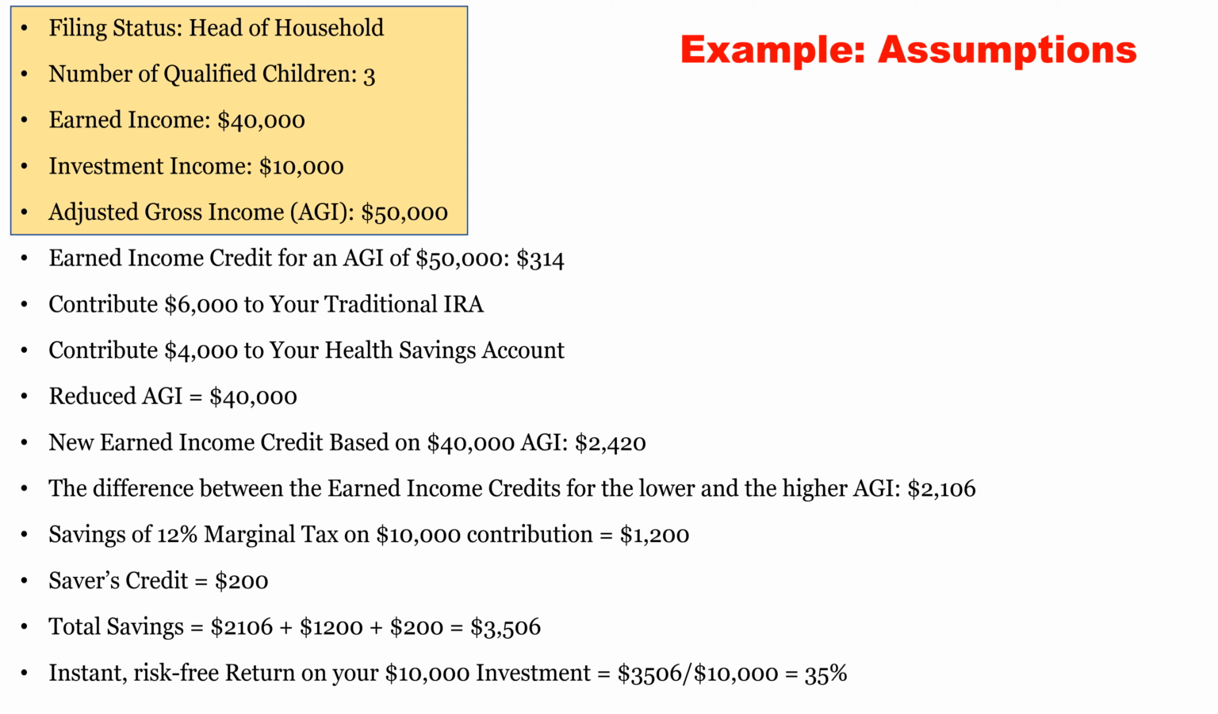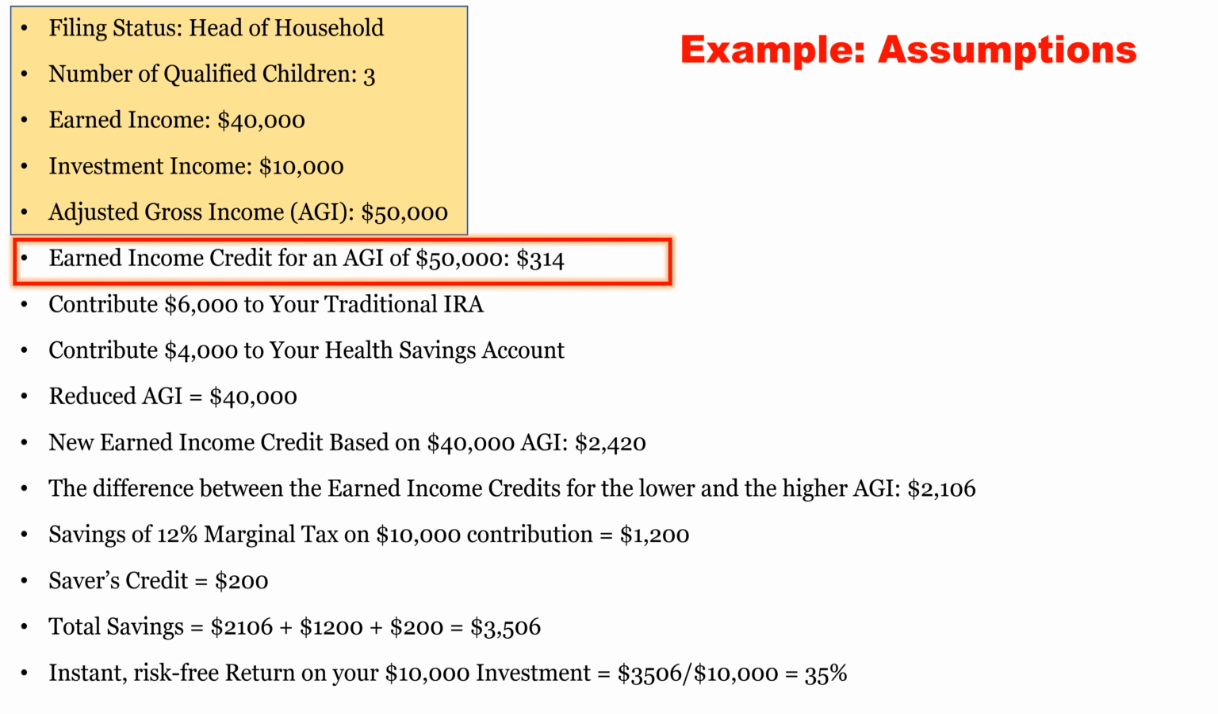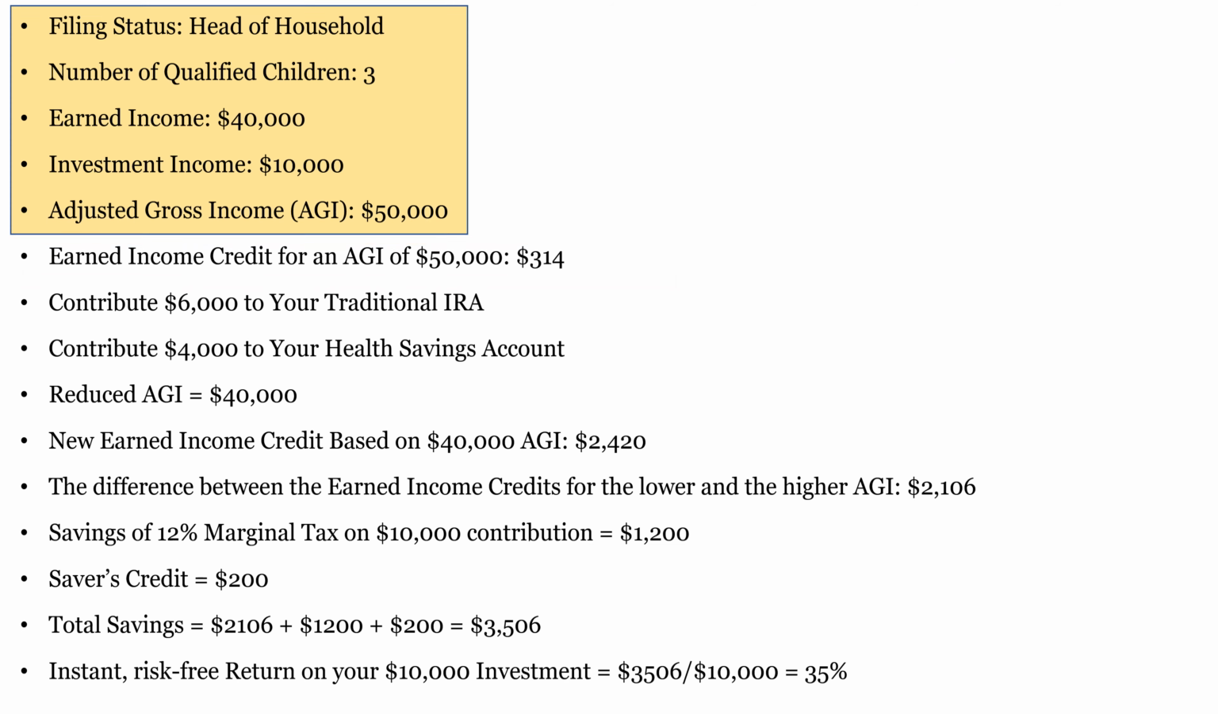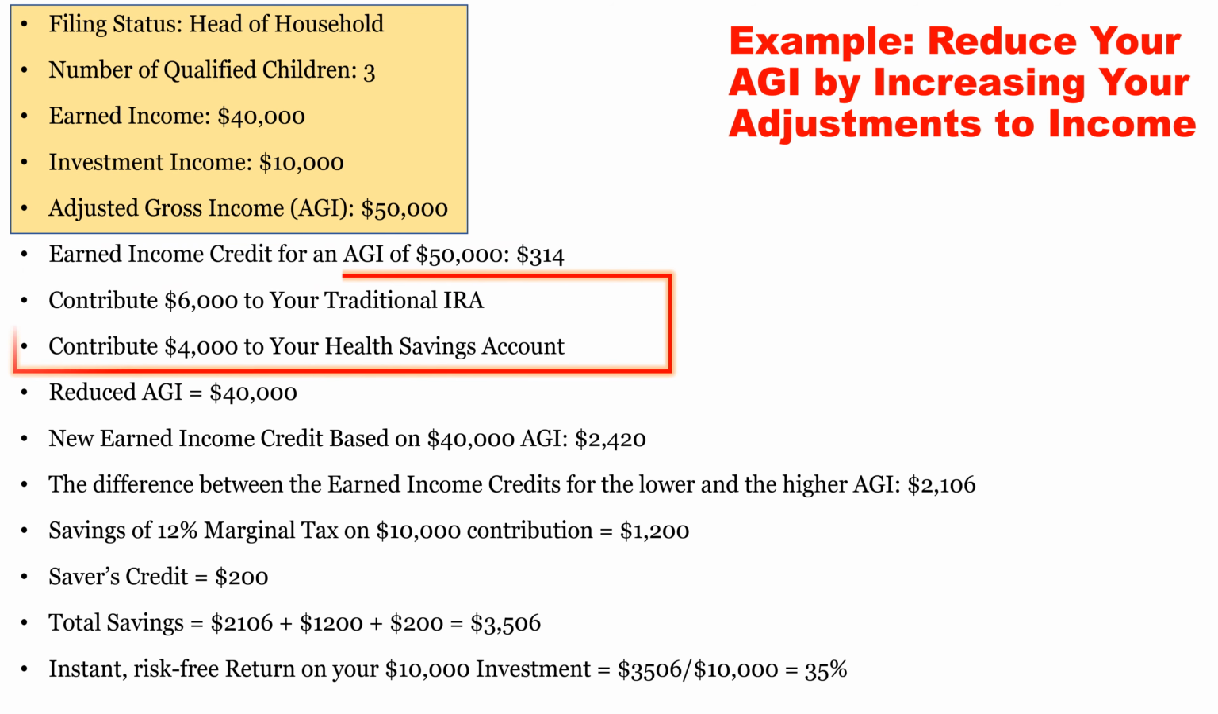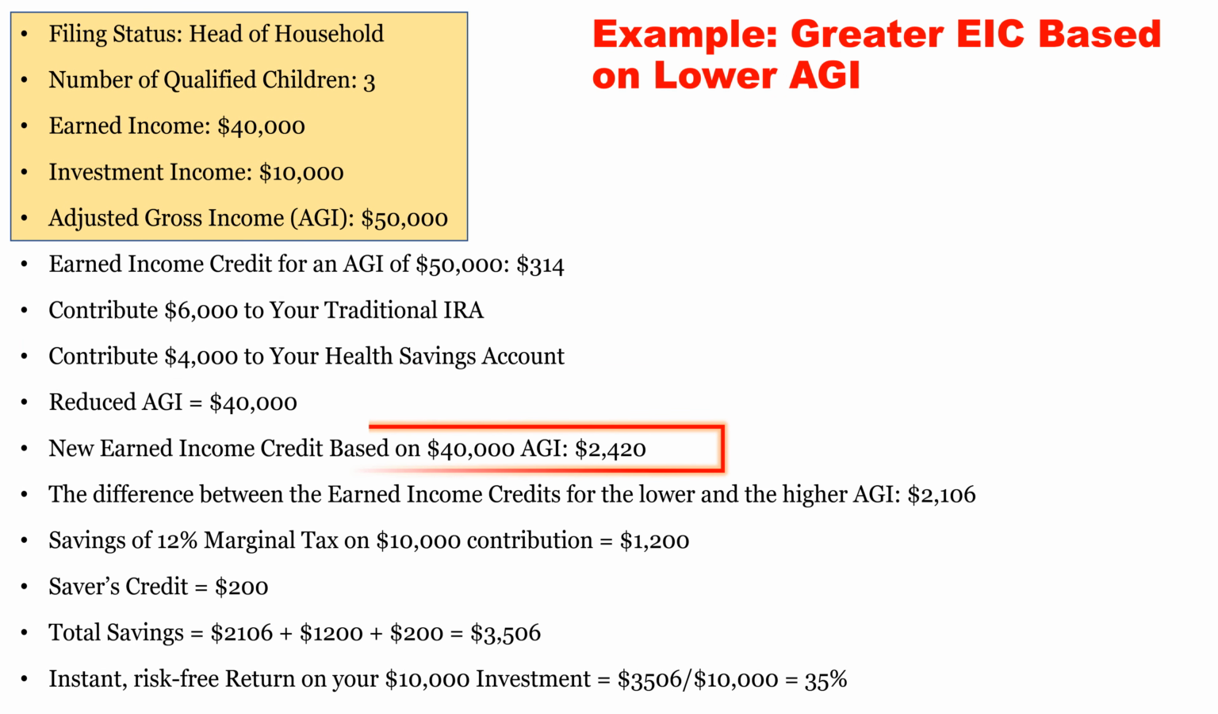Here is a simple example to show how much you can save. Let's say that you are head of a household with earned income of $40,000, investment income of $10,000, yielding an AGI of $50,000. This yields an earned income credit of $314. If you contribute $6,000 to your traditional IRA and $4,000 to your health savings account, then your AGI is reduced to $40,000. This yields an earned income credit of $2,420.